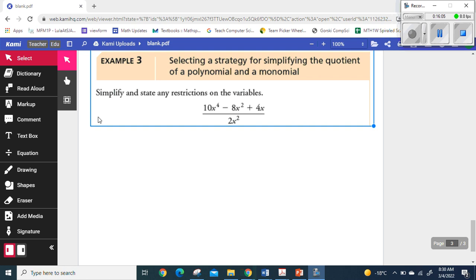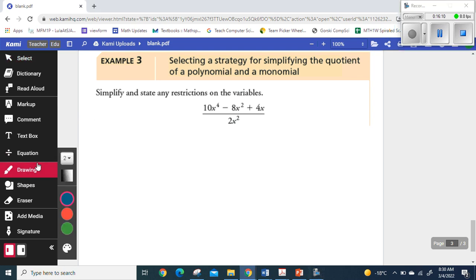Let's do some simplifying, stating any restrictions. So that means we're going to factor if we can, and cancel what's available. We can't really factor the denominator at all, but let's see if we can common factor up top here. Always look for common factor at first.